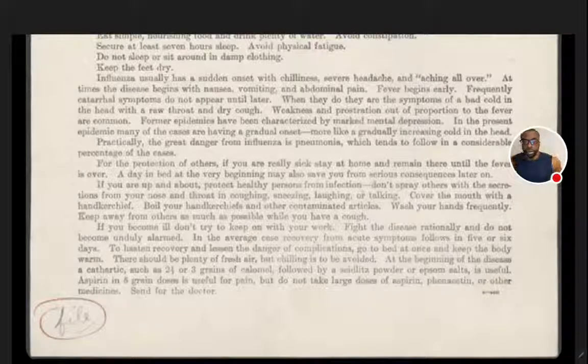So, for the protection of others, if you are really sick, stay at home and remain in there until the fever is over. A day in bed at the very beginning may save you from serious consequences later on. Man, can you imagine if they approached us like this and said, look, keep up your physical health, have nourishing meals. Nourishing meals. I don't understand how this is so hard.